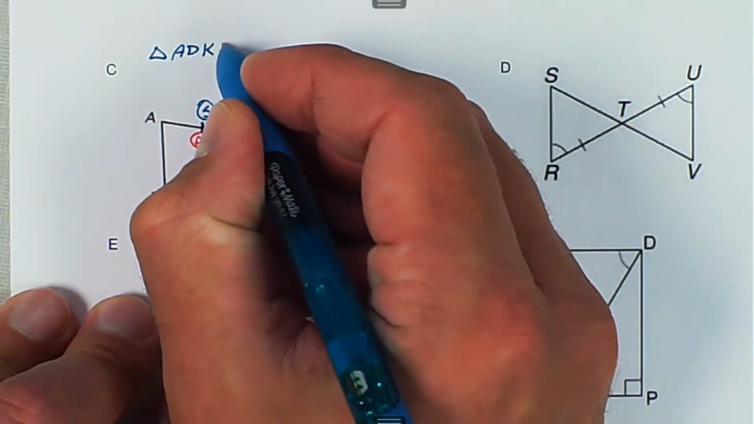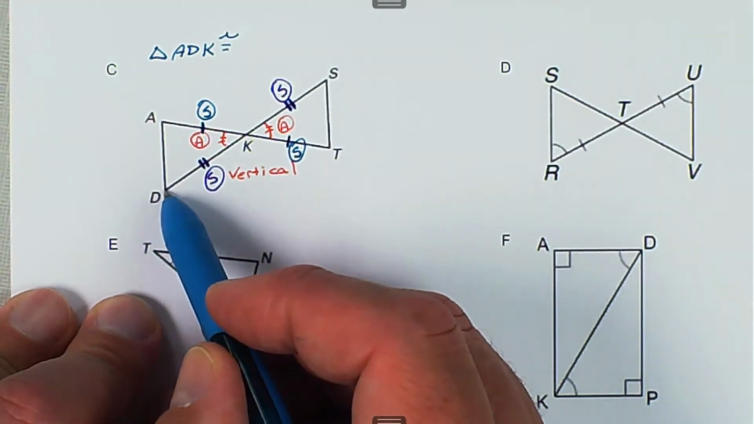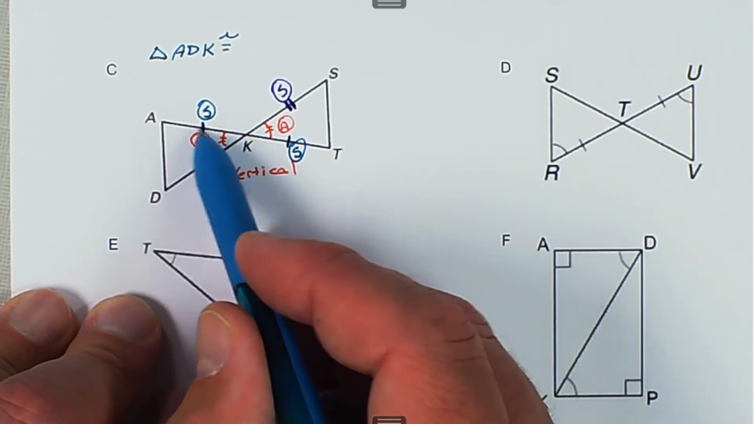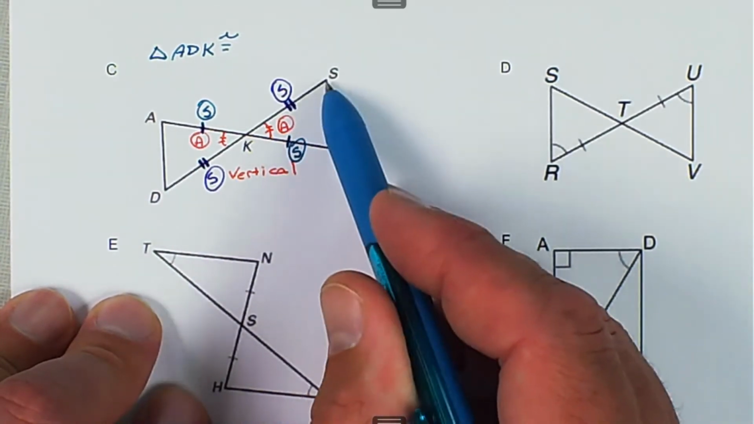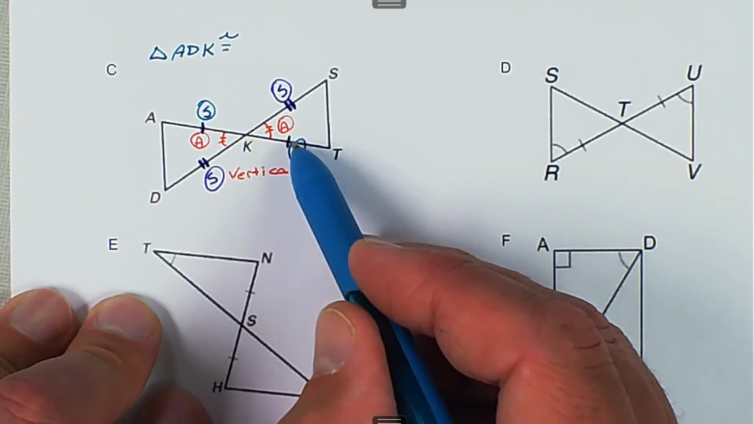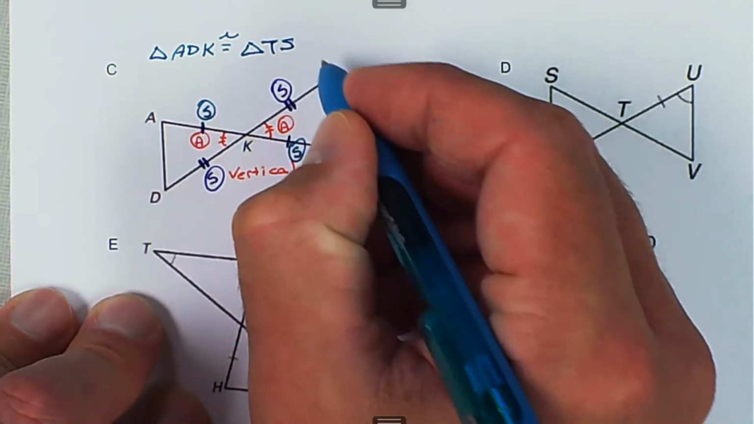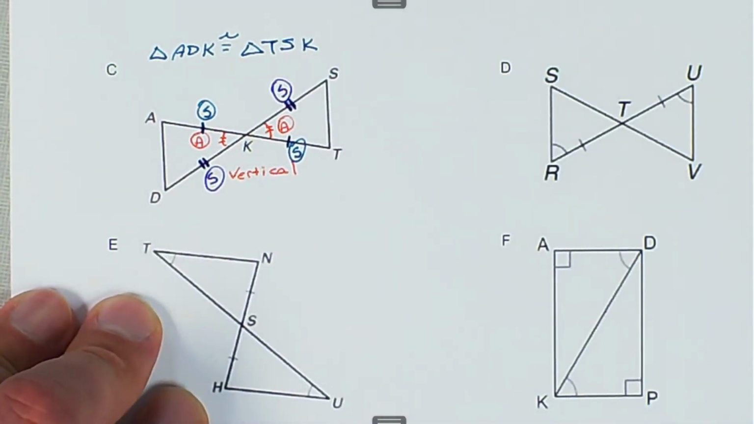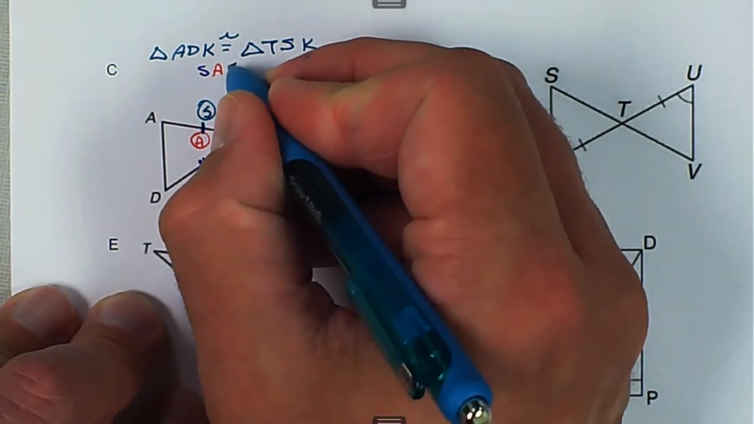Triangle ADK is congruent to, so AD, we went from the side that has one, side 1 to the side that has 2. So which one has 1 touching it? S or T? Which one has 1? So T. So triangle TSK. And the reason that we can say that is by side, angle, side.